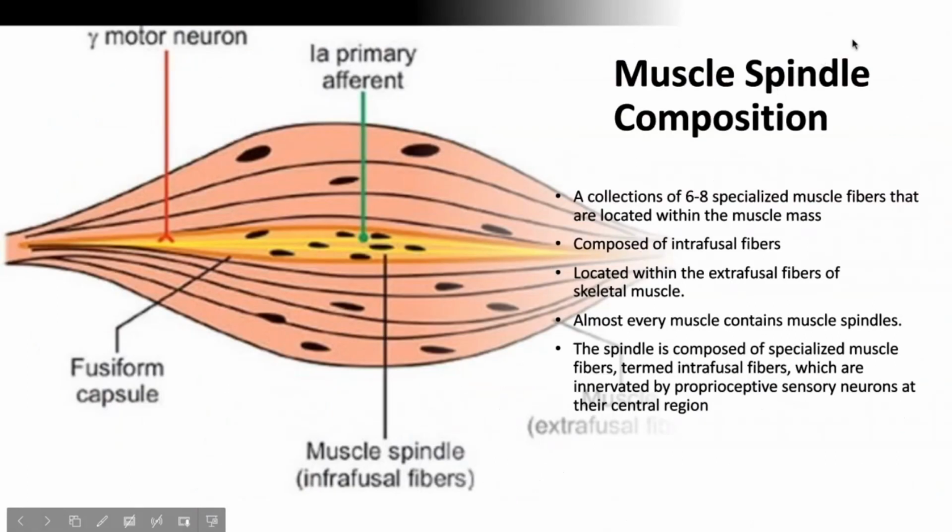Thank you, Louisa. So the muscle spindle is a collection of specialized muscle fibers that Louisa has just gone over, and they are located within the muscle mass. It is composed of intrafusal fibers that are located within the extrafusal fibers of the skeletal muscle, and almost every muscle contains muscle spindles. The intrafusal fibers are innervated by proprioceptive sensory neurons, which tell you where you are in space. This is what the muscle spindles help you to detect.